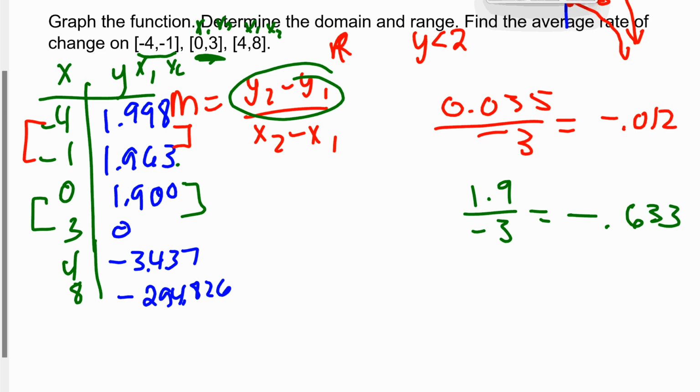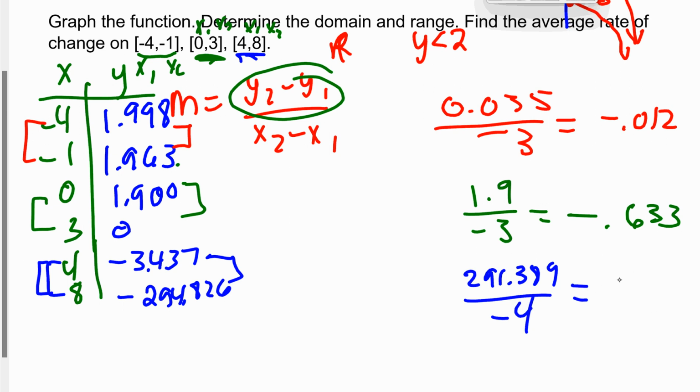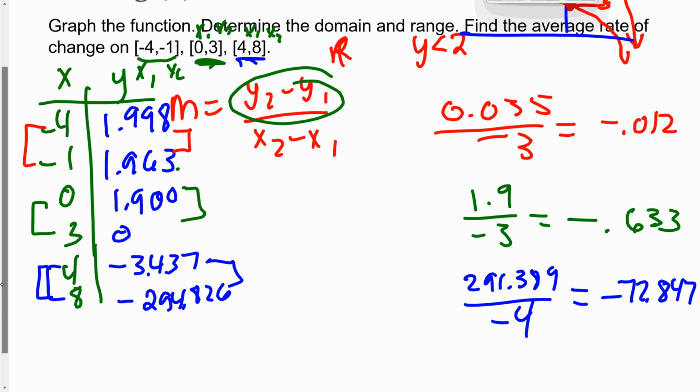-0.633. Then it asks me to do the difference between 4 and 8. So the difference of my y's, I can do the top minus the bottom, that's fine. I would get a positive 291.389, but then I just need to take this one minus this one and get -4. Then divide those and I get -72.847. And that's how I find the average rate of change with an exponential function with base e.